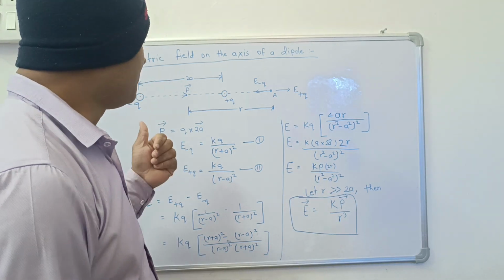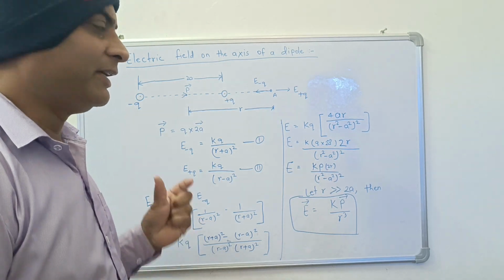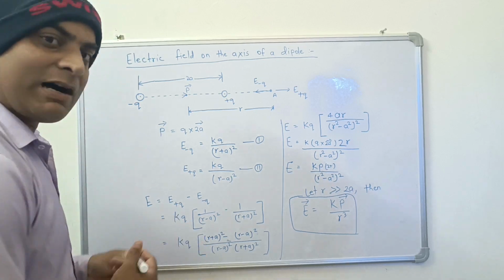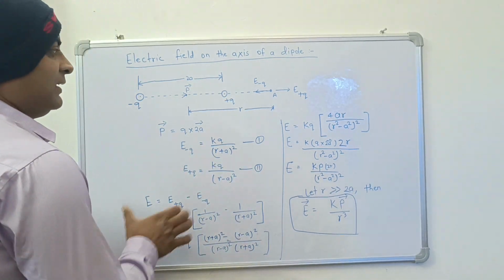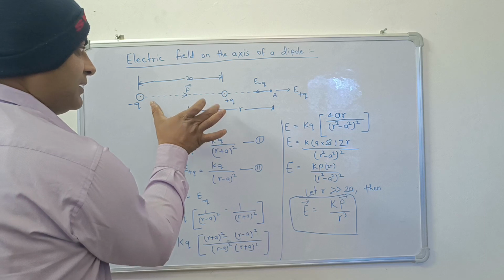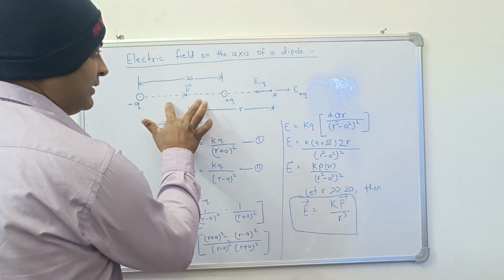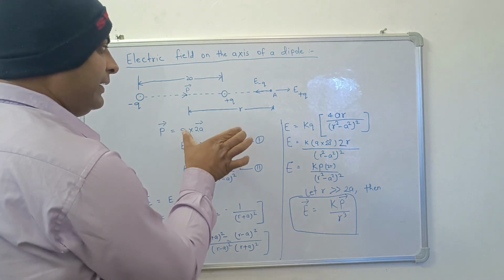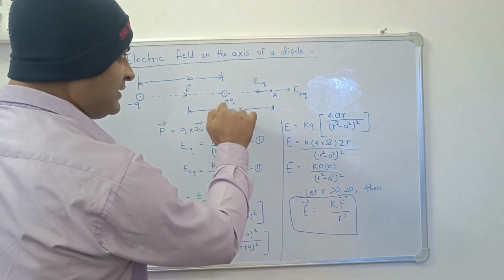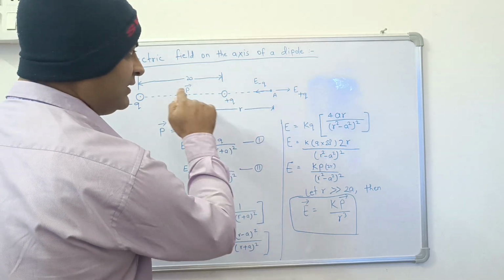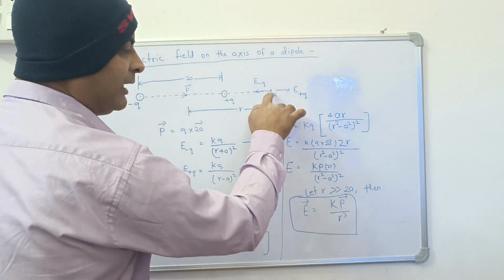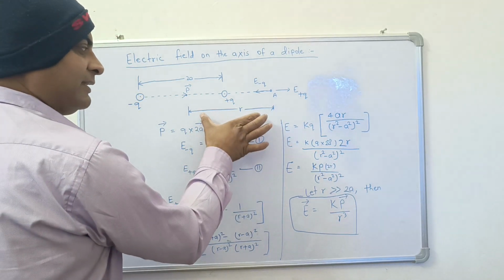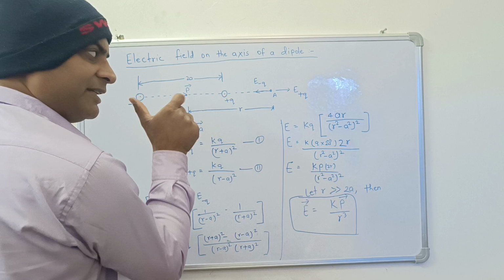In this topic we will find out the electric field on the axis of a dipole. How will we calculate it? See, this is a dipole. As you can see, two charges are separated by a small distance 2a, and this is the dipole axis. At a point A on the same axis, we have to find the electric field due to this dipole.